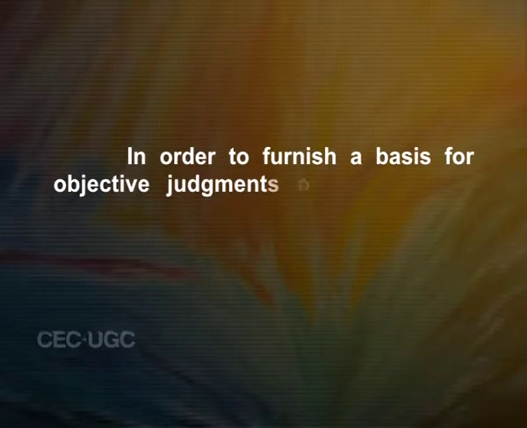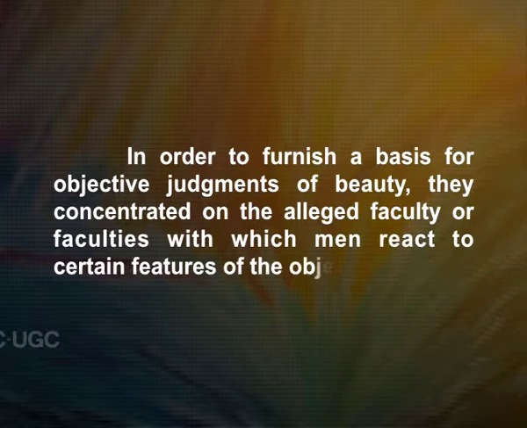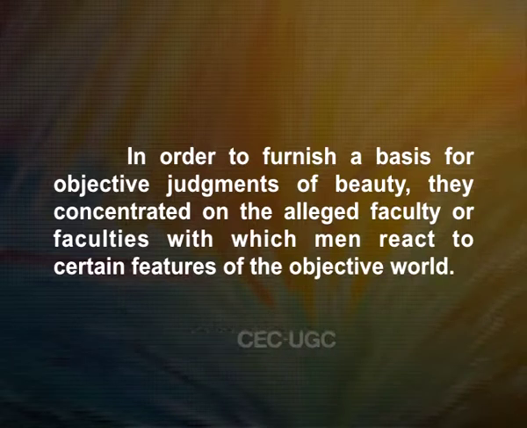As we have already seen, the 18th century was a critical time in the history of aesthetics. During this period, a number of British philosophers worked on the concept of taste and provided the basis for aesthetics in its modern form. Prior to this period, it was generally assumed that beauty named an objective property of things, either a transcendental or an empirical property depending on the theory. But the 18th century philosophers of taste shifted the focus of aesthetic theory. In order to furnish a basis for objective judgments of beauty, they concentrated on the elite faculty or faculties with which men react to certain features of the objective world.